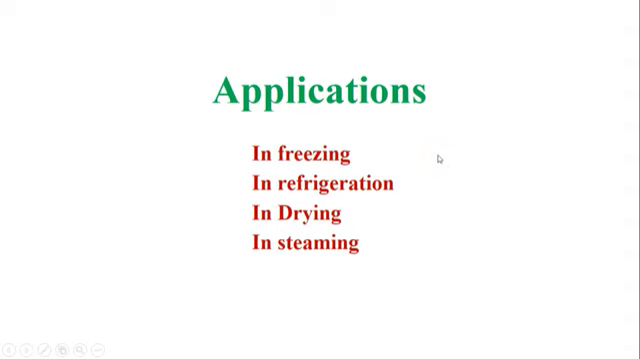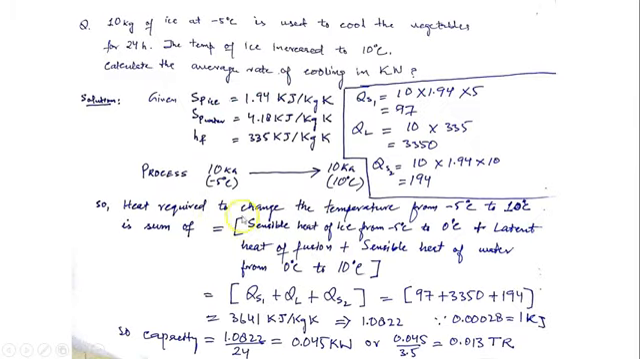There are many applications found for calculating the sensible and latent heat. For example, in freezing, in refrigeration, in drying, in steaming. Let's find out how this can be calculated. The question is: 10 kg of ice at -5 degrees centigrade is used to cool the vegetables for 24 hours. The temperature of ice increased to 10 degrees centigrade. Calculate the average rate of cooling in kilowatt.